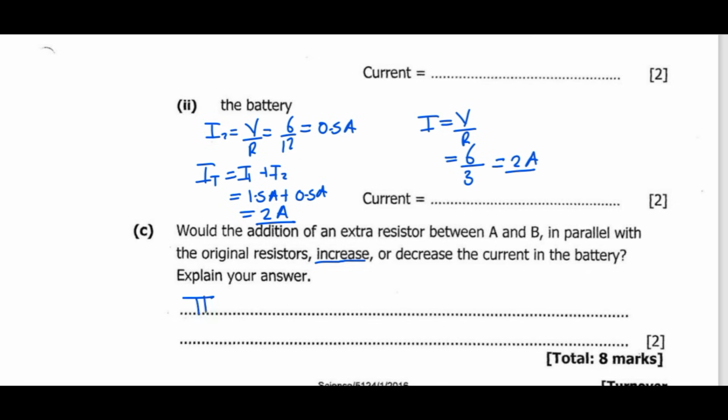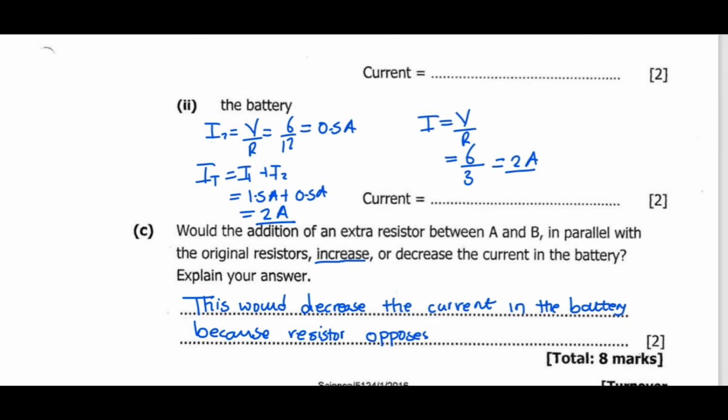So this would decrease the current in the battery, because a resistor opposes the flow of current. Let's picture this one.